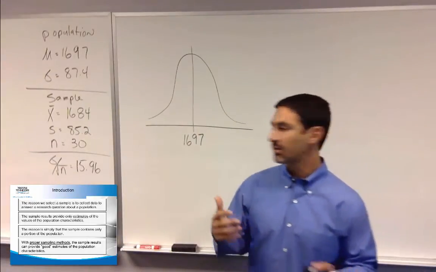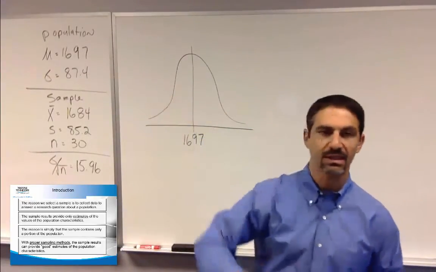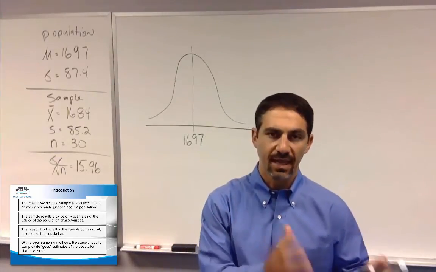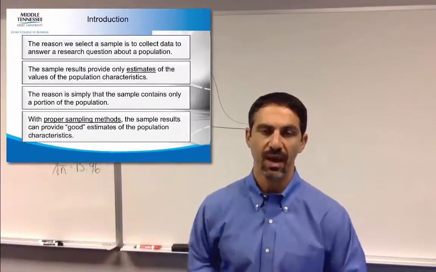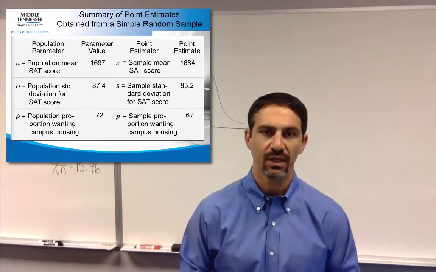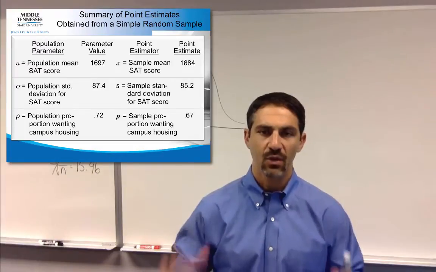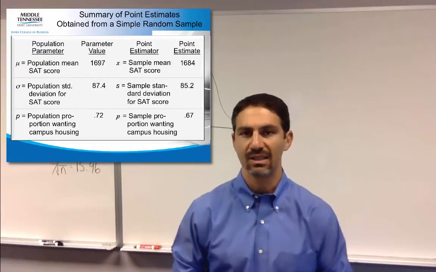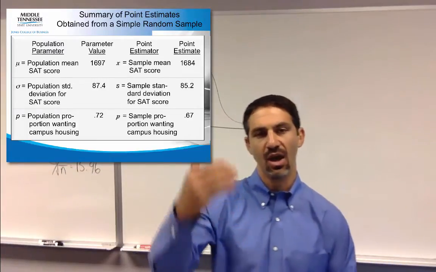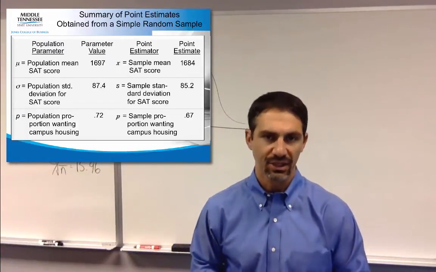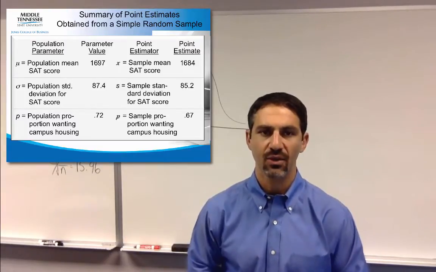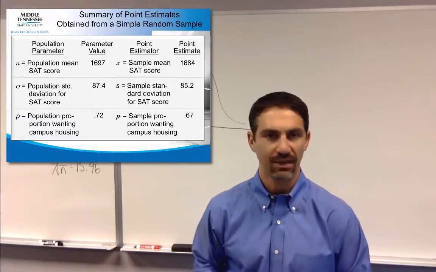In every case, when we look at a sample, you're comparing a sample to what you think the population is. When we do that, there's a couple of things you can really think about. Here's some data, looking at SAT scores. What you see there under parameter value is all of the population data, a population mean SAT score with the population standard deviation.